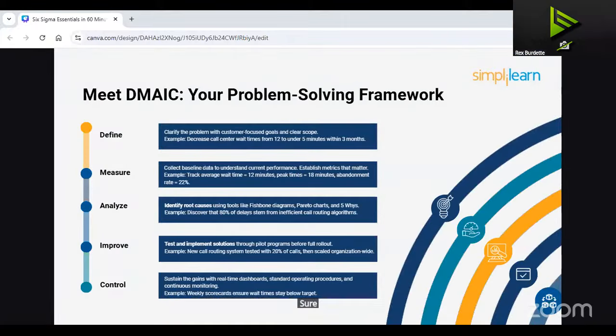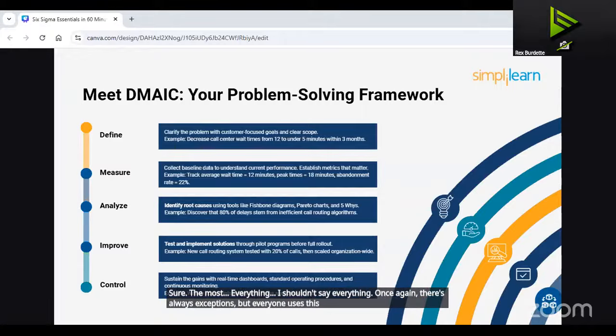Sure. Almost everyone, once again, there are always exceptions, uses DMAIC. That's how it's pronounced, though people call it DMAIC in shorthand. It stands for define, measure, analyze, improve, and control. They use that in Lean. They use that in Six Sigma. They use that in Lean Six Sigma. And there are purists that lean towards one or the other, but they work best when they're done in conjunction.